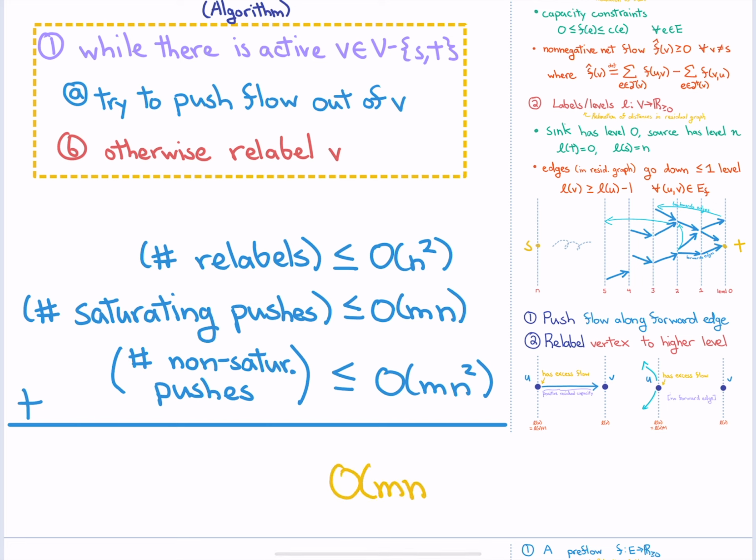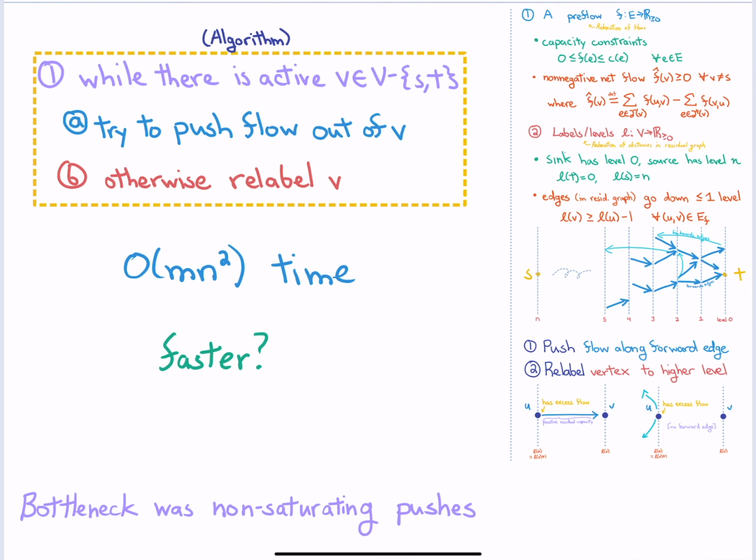And so you get mn squared running time, which I think is better than what we got for Edmonds-Karp. That was m squared n, wasn't it? I think Edmonds-Karp was m squared n because roughly each edge went up n layers. You have to do a breadth first search.